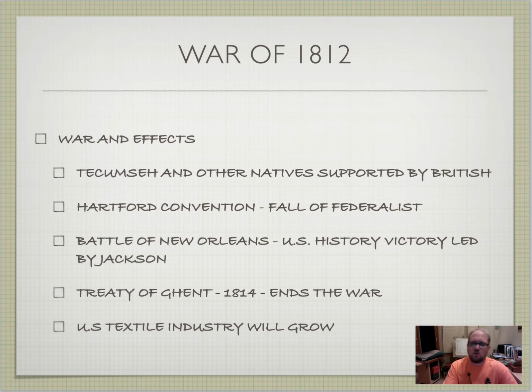This war is a short war with really England taking a big advantage early on and neither side really coming to the end spectacularly. There's not much about the war itself, but a couple little things about it. Tecumseh and other natives will be supported by the British. We're going to see the Hartford Convention will be the fall of the Federalists at the very end of this war. The Battle of New Orleans will catapult a victory for the U.S., but also will catapult Jackson into prominence, eventually into politics. The Treaty of Ghent is going to end this war in 1814.